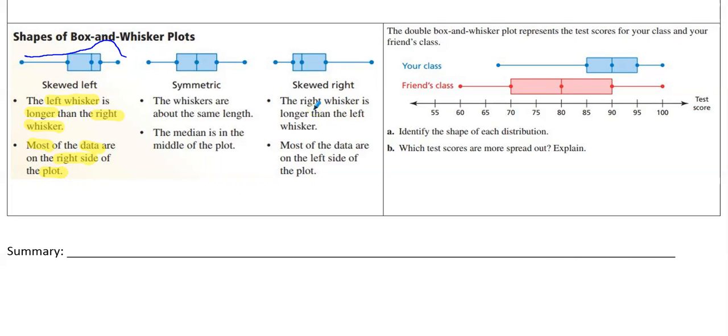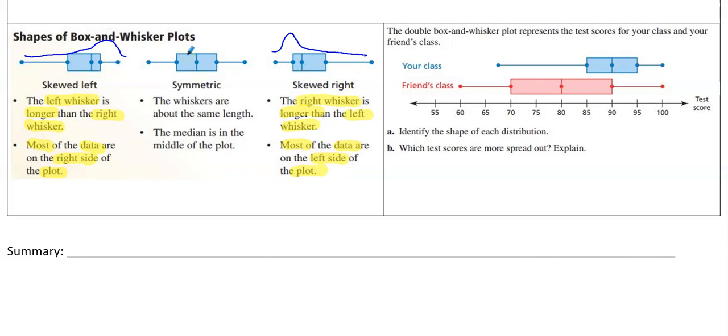Let's go to skewed right. The right whisker is a lot longer. You can see that most of the data are here. Whoa, I did that a little pronounced, but you get the point. The right whisker is longer than the left whisker, and most of the data are on the left side of the plot. Most of it's here.